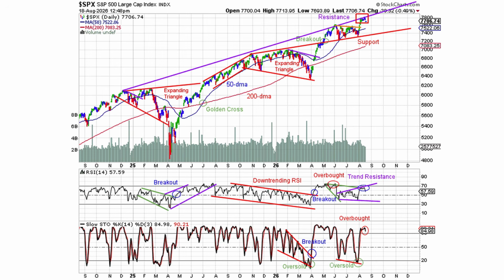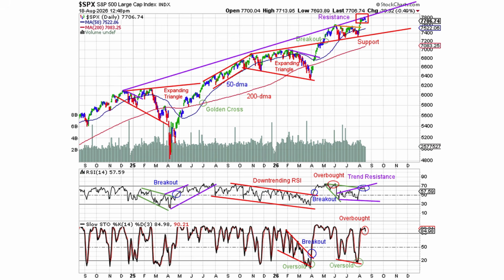As shown here, the S&P 500 is beginning to pull back, as highlighted by the red rectangle. In the lower window, the technical indicators are also showing signs of weakness. The Relative Strength Index, or RSI, reached the upper boundary of its trend resistance and is beginning to roll over. At the same time, the stochastics reached an overbought condition. Together, these indicators suggest that the market is increasingly vulnerable to a short-term pullback or consolidation.